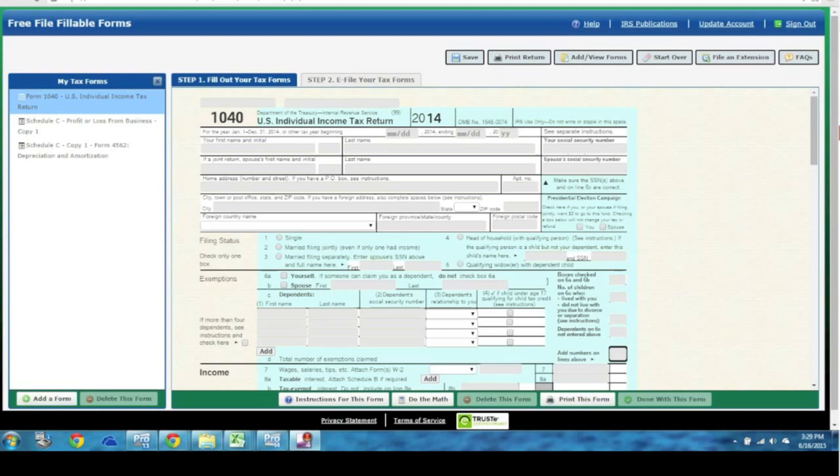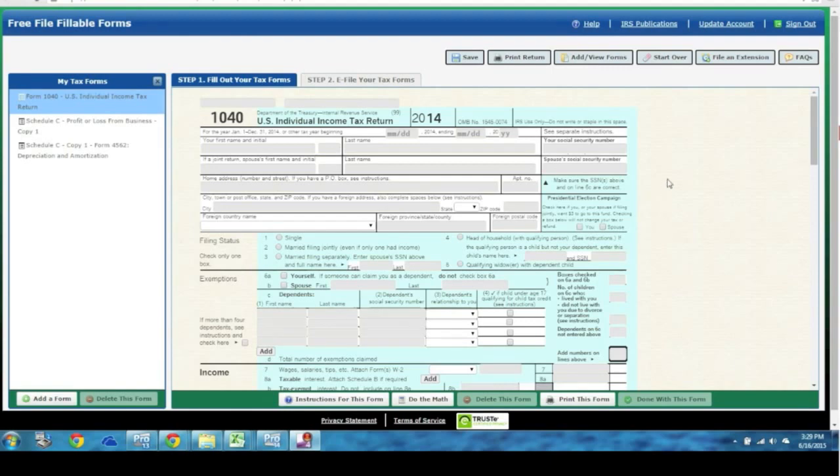But anyways, today I want to go over one of the common schedules of the tax return, the Schedule C. The Schedule C is for a lot of business owners who either have a sole proprietorship or a single member LLC. So basically, if you own your own business and you're the only owner, and the business is not a corporation, then you would be filing a Schedule C.